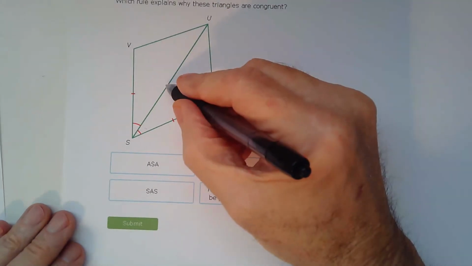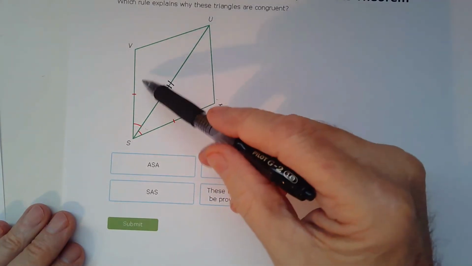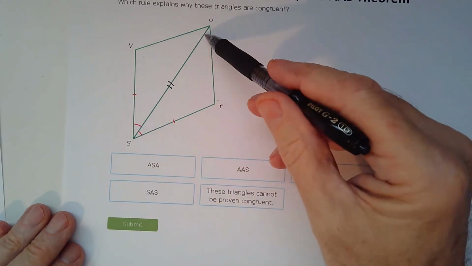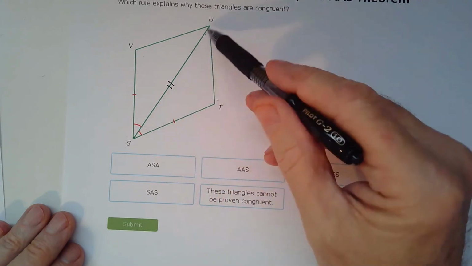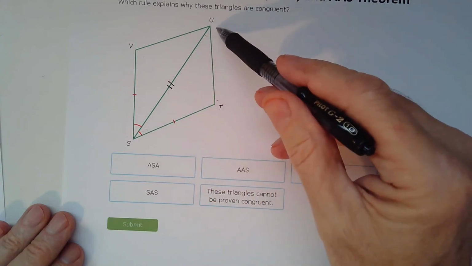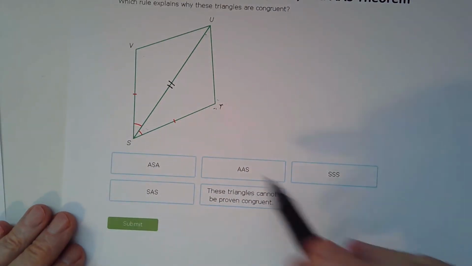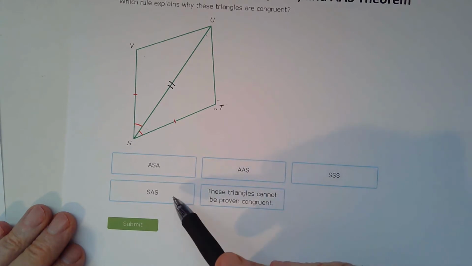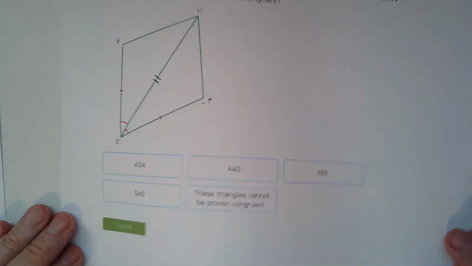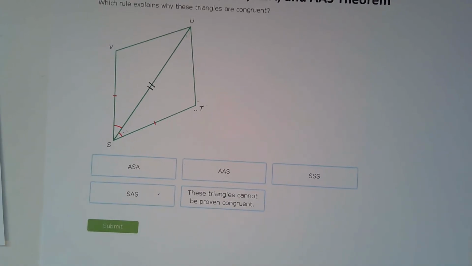So we really have line segment VS, angle VSU, and line segment US, and those are congruent to line segment US, angle UST, and line segment ST. And of course, again, that is side, angle, side congruency. You would click on that and you would click submit, and you would be done. So this is a pretty lightweight one, and I don't think you'll have too much trouble with it.